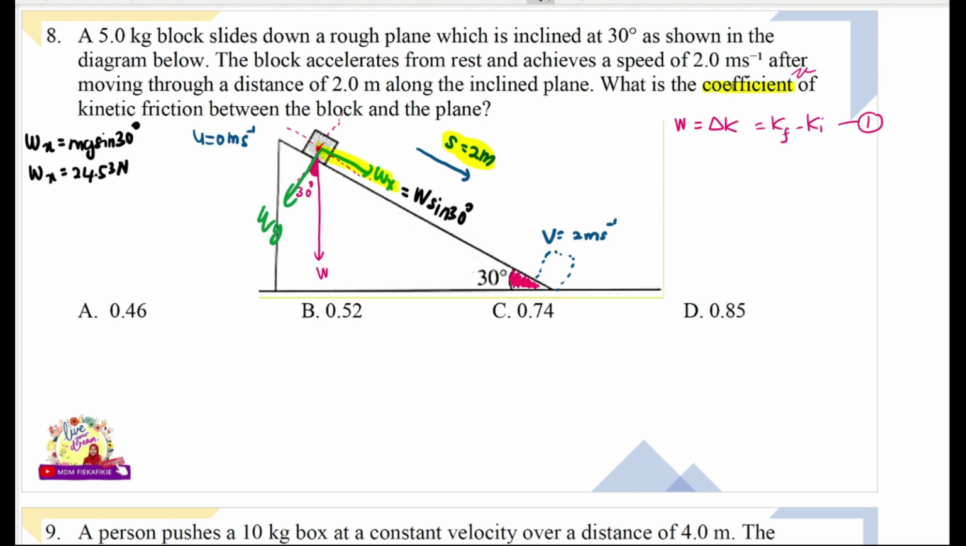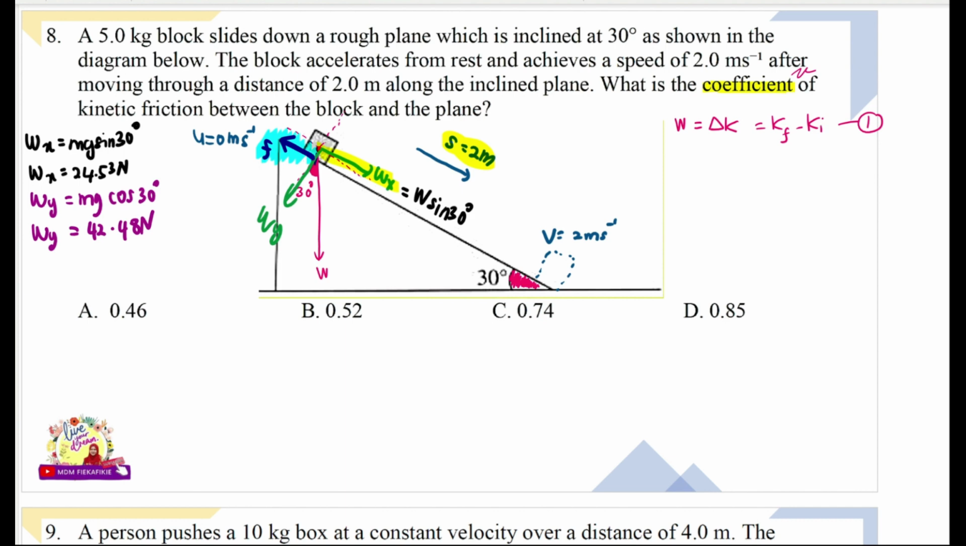And then Wy, mg cos 30 degree. So you akan dapat Wy itu adalah 42.48 Newton. Okay, jangan lupa kita ada friction, where friction is in this direction. F, saya highlight dengan colour biru. Ni friction.